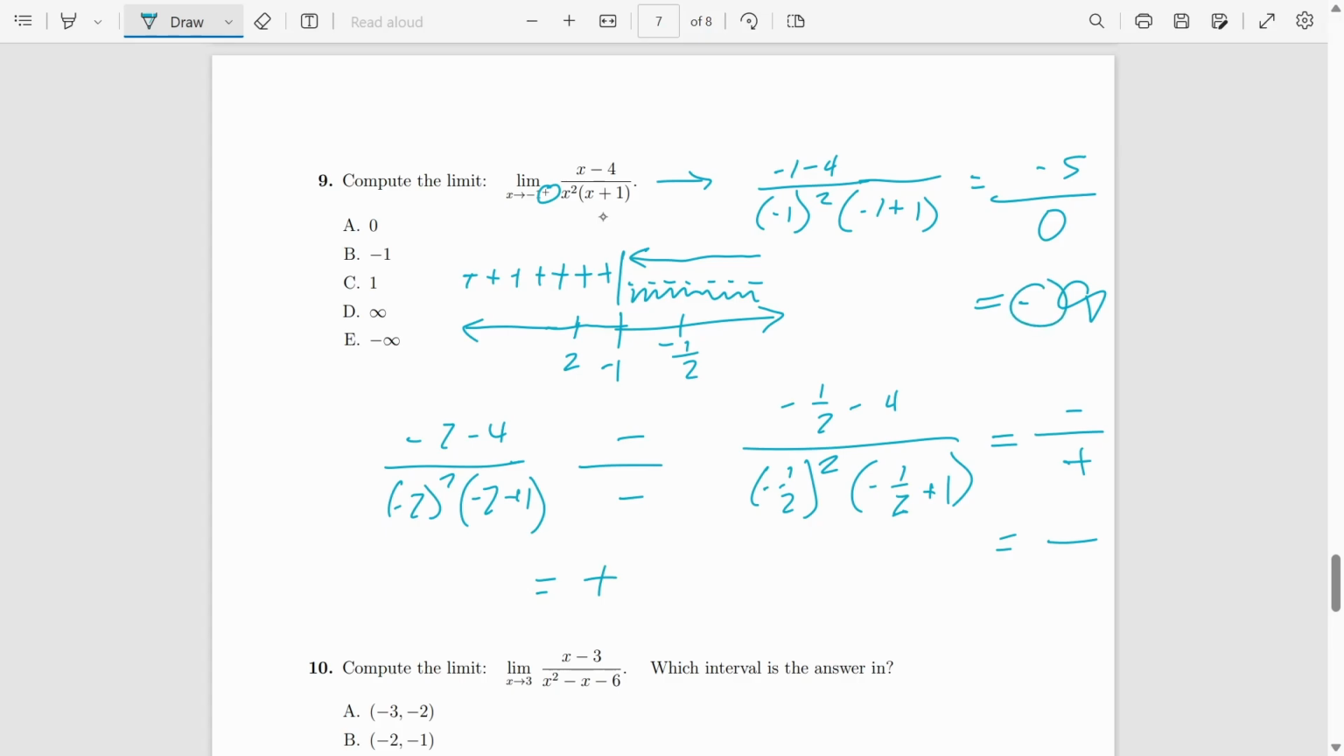So it's better to say we found our absolute value here at infinity, and on the front of it we just stick whatever sign we found, which is negative. So it ends up being negative infinity. So turns out E was the right answer all along.